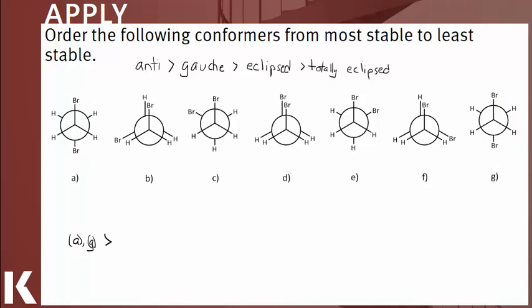C and E don't have any torsional strain because we don't see any overlap, but the bromines being so close create a steric strain that leads to some instability. These are known as gauche and slightly less stable than the anti conformations seen in A and G.